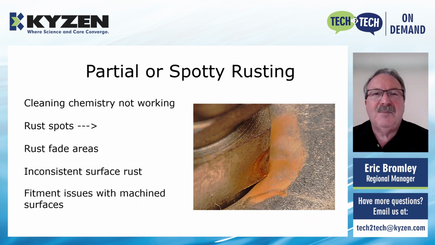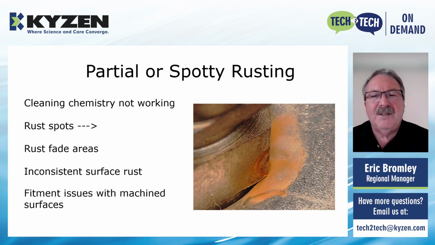There's also partial and spotty rusting. There's not just surface rusting all across the material. It can be spots in areas. One of the most common causes of this is the cleaning chemistry not working correctly. If you're seeing spotty rusting or certain areas on a large surface where you're seeing rusting, and then there's some areas that are not, that's an indicator that the cleaning chemistry, the cleaning process that you're using, is not adequately removing all of the oils and the soils. So there's some areas that are not as clean as others.